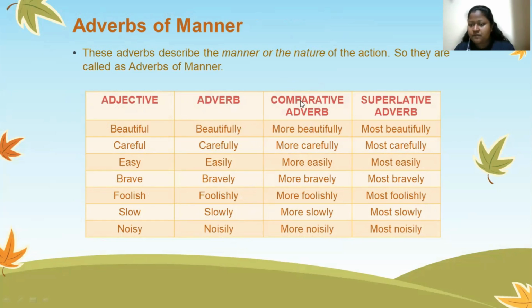So the comparative adverb is made by simply adding more to the front. More beautifully, more carefully, more easily, more bravely, more foolishly, so on. And the superlative adverb, like I mentioned before, we simply add most. Most beautifully, most carefully, most easily, most bravely, most foolishly, most slowly, and most noisily.